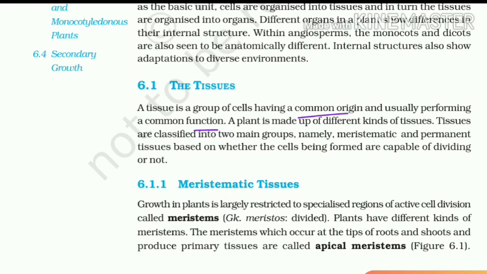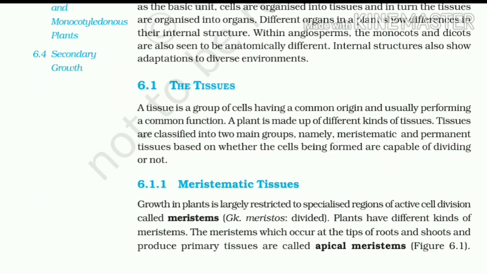A plant is made up of different kinds of tissue, and these are mainly of two types: meristematic tissue as well as permanent tissue. How are they differentiated? Based on the capability of division. Meristematic tissue is generally very active and gets divided rapidly. That's why meristem refers to the actively dividing part.